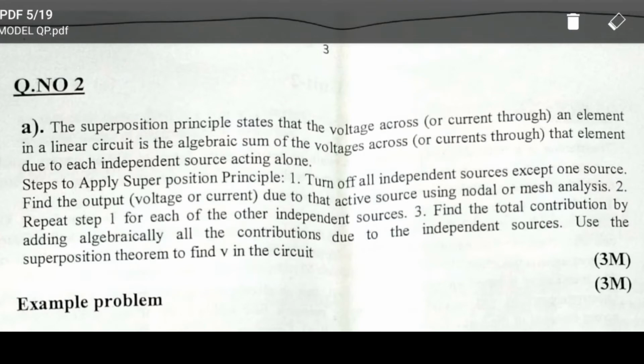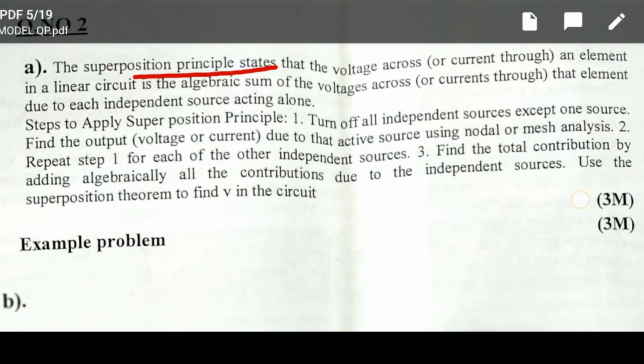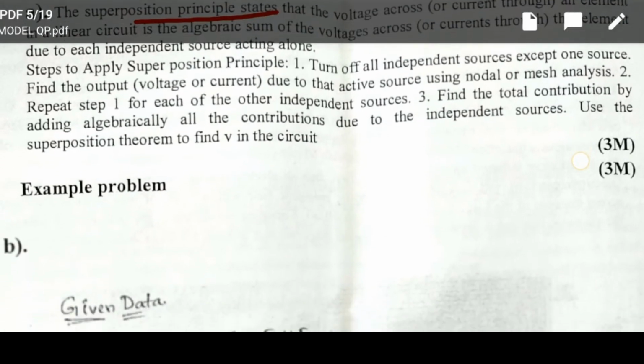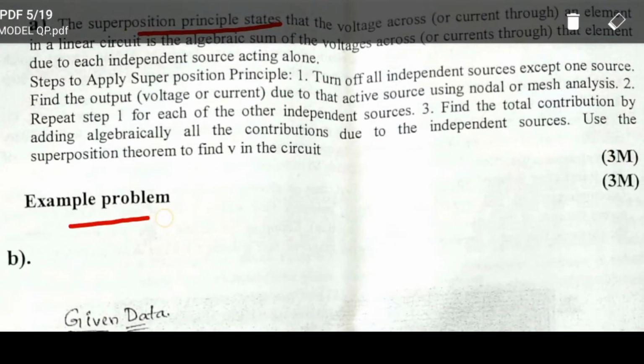Already I made a video on what the superposition theorem is and how to calculate the current through any branch, any resistance, by using the superposition theorem. I made a video on what the superposition principle is. If you state the principle, and after that consider an example, then you will get 3 and 3, 6 marks. There is an example problem video also, the link is in the description.